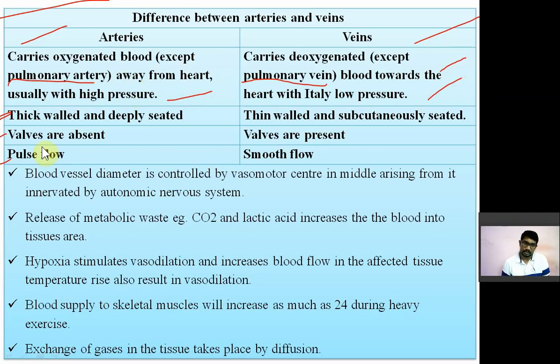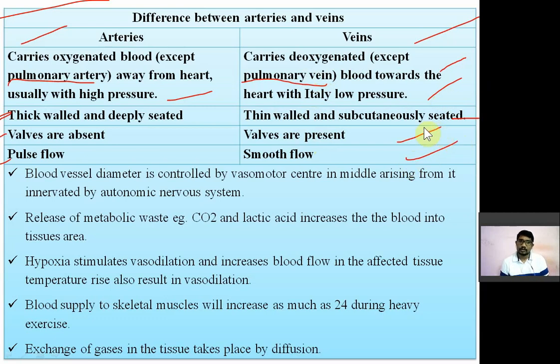Okay, so remember, arteries are thick walled and veins are thin walled and they are subcutaneously seated. मतलब veins क्या होंगे? थोड़े से superficially आपको मिल जाएंगे. जैसे आपका wrist भी आपने inverted wrist किया तो आपको एक vein दिखाई देगा. But artery क्या होता है? artery नीचे होता है, उसके नीचे. So deeply seated होता है. veins superficially होता है. Now valves are present in the veins. veins में क्या होता है? smooth flow होता है, smooth flow.